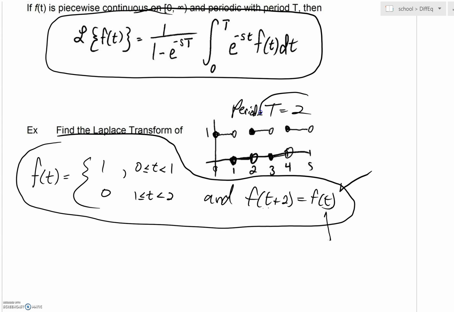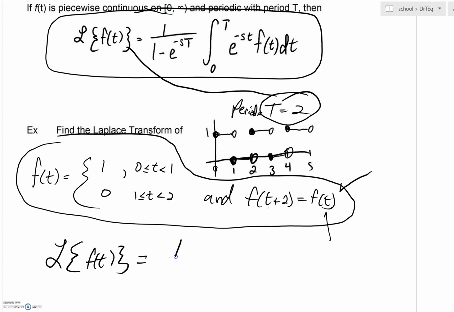Well, in any event, once you identify that your period is 2, we can go ahead and go through this pattern. Let's find the Laplace transform of f of t. If you look at the top of the page here, this is 1 all over 1 minus e to the negative s times, well, your period is 2. And then we're going to integrate between 0 and 2. Even though this pattern continues forever, we're only going to integrate between 0 and 2. And then we'll have e to the negative st multiplied by f of t dt.